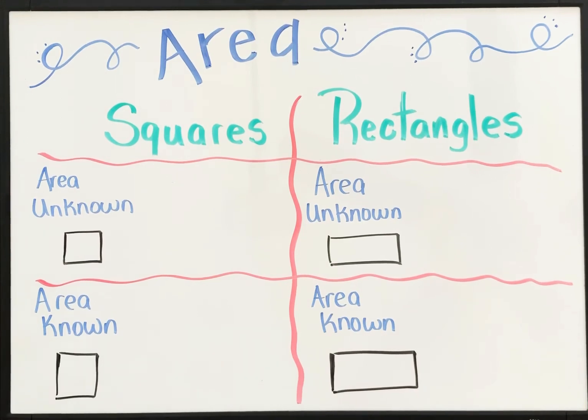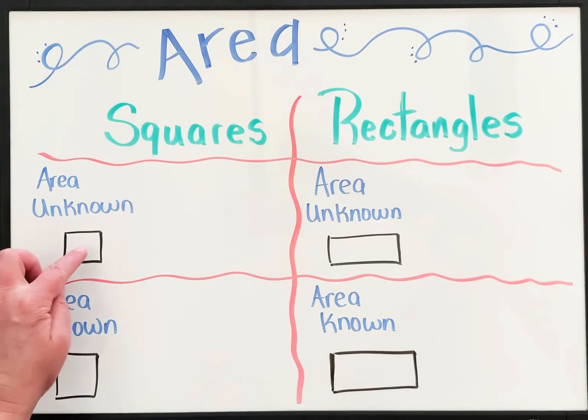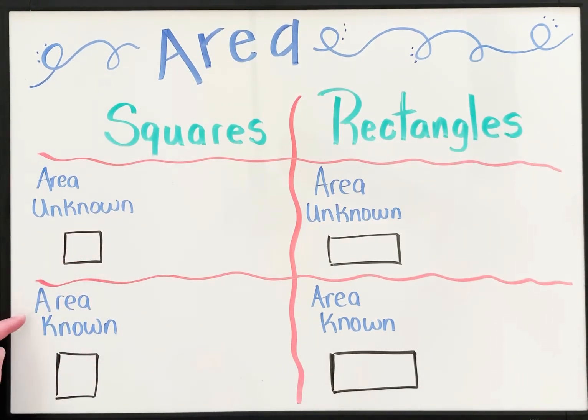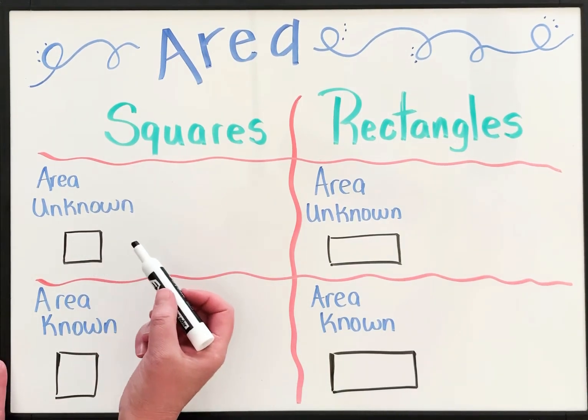Now, as you can see on my board, I have it divided into two parts under squares. Sometimes you are going to have a problem where your area is unknown and you have to solve for the inside part, but sometimes you will be given your area and you will have to figure out the length of your sides. So I'm going to show you an example of each. So let's take the first one, area unknown.